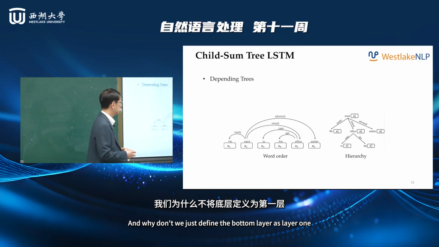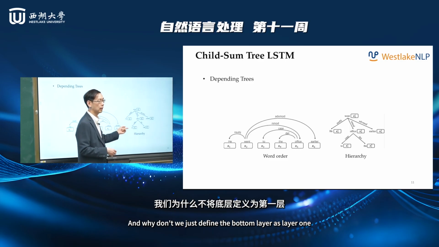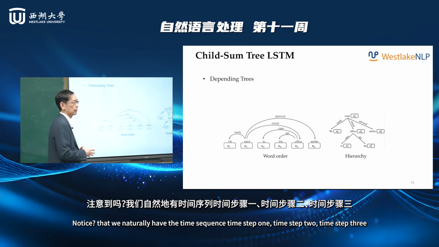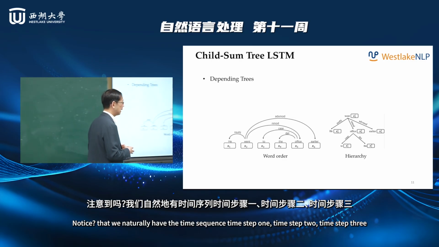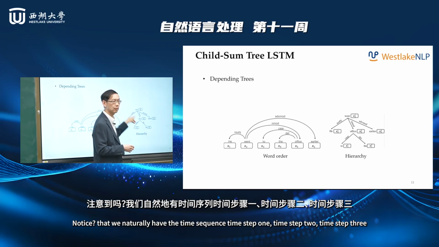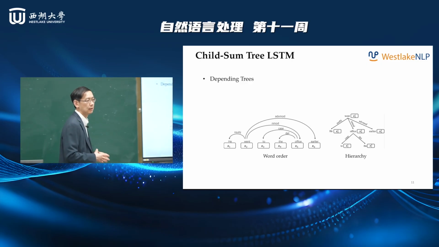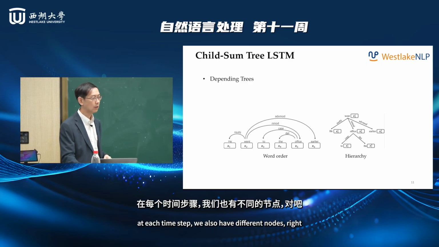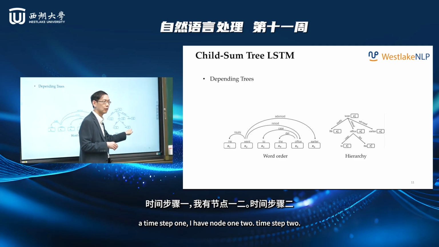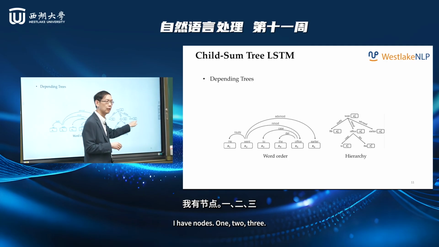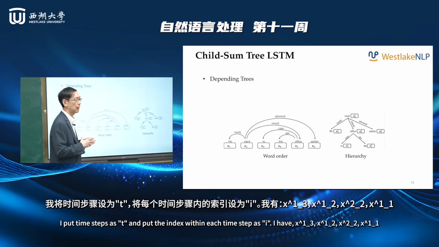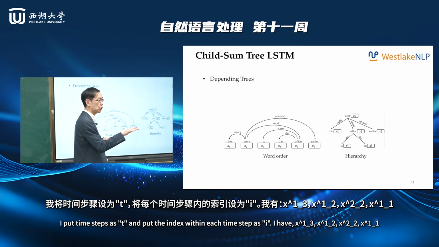And why don't we just define the bottom layer as layer 1? I say t equals 1. And then one layer up t equals 2, until whatever the root node is. So that we naturally have the time sequence, time step 1, time step 2, time step 3, bottom up. At each time step, we also have different nodes, right? Time step 1, I have nodes 1, 2. Time step 2, I have nodes 1, 2, 3. Time step 3, I have node 1. So I put time steps as t and put the index within each time step as i.